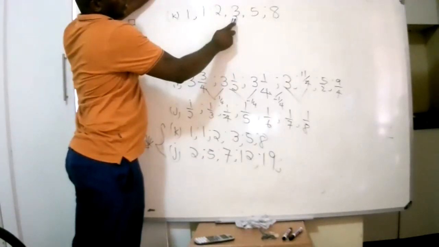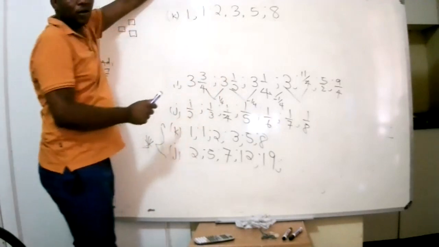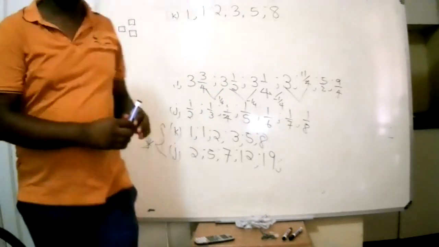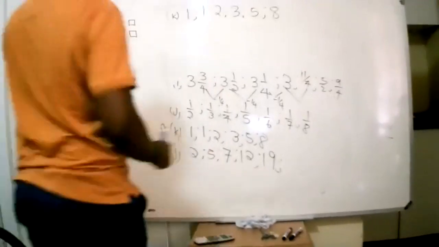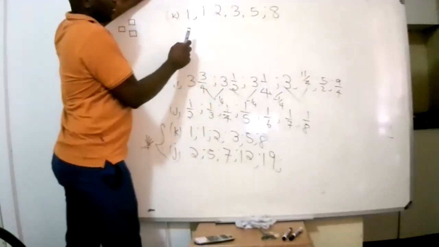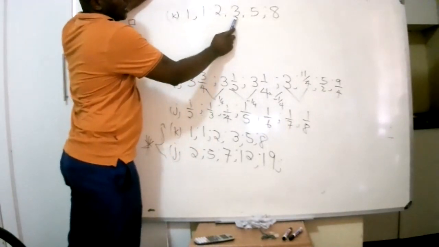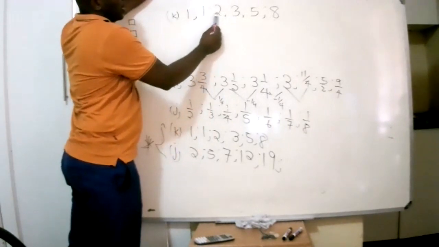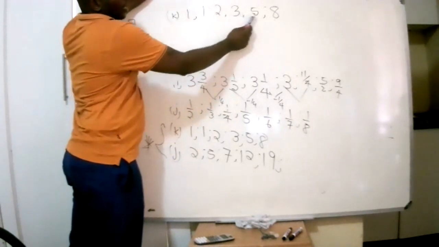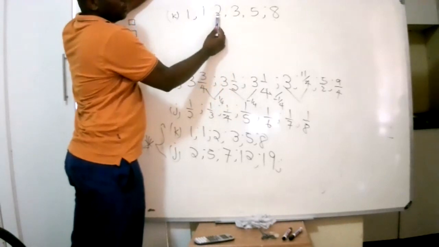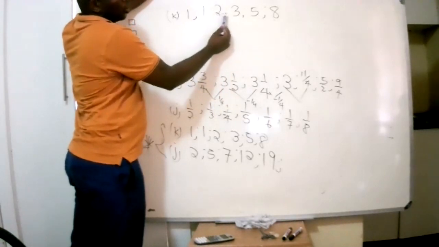Let me explain this again. In order for us to get the next terms, we add 1 with 1. We get a 2. To get a 3, we add 1 and 2. We're going to get a 3. Can you tell me how we are going to get this 5? We have to add what? 2 and 3.